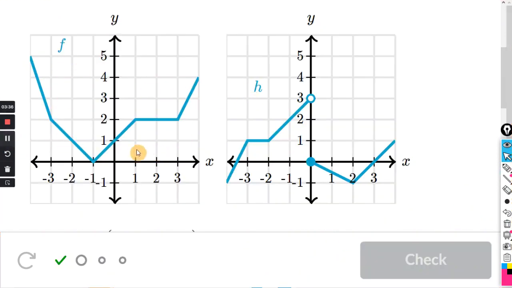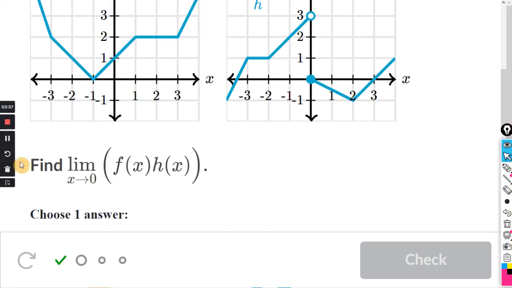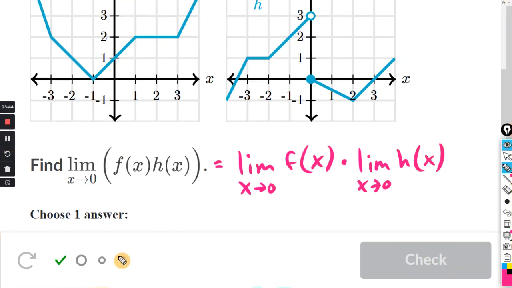Again, we have our two functions graphed. We want to find the limit as x approaches 0 of f of x times h of x. Just like for the quotient, in order to find this, we want to find the individual limits as x approaches 0 for both f of x and h of x, and then just multiply them. And if this doesn't work, we're going to go with the one-sided limits, just like we did when we were dividing.